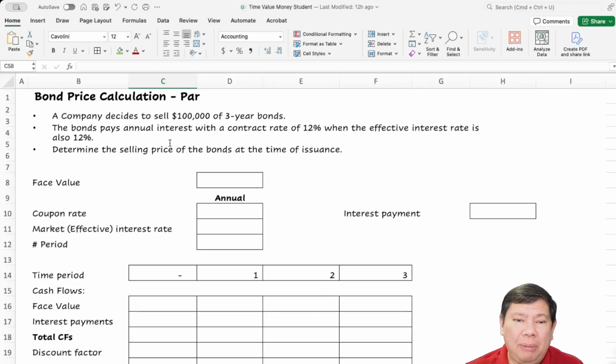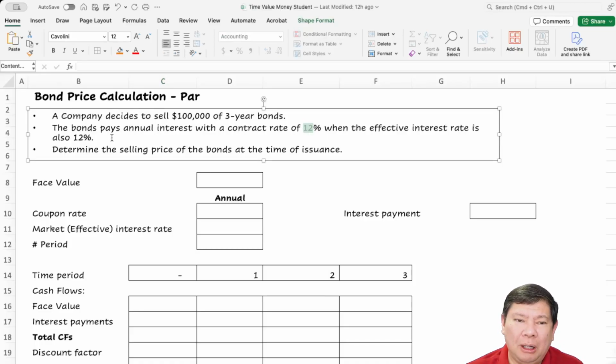The bonds pay annual interest, so this is once a year, with a contract rate of 12% when the effective interest rate is also 12%. So you see that the coupon shows 12% and the market rate is also 12%. So they're the same. Determine the selling price of the bond at the time of the issuance.